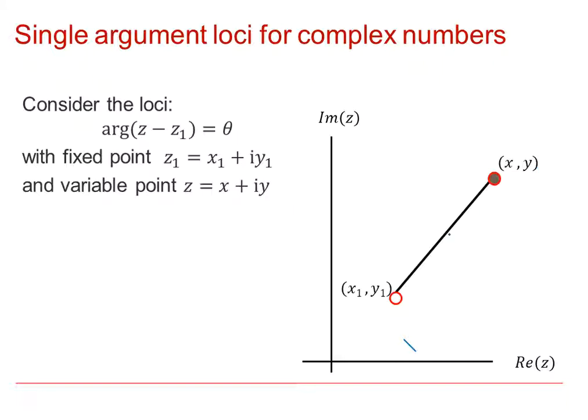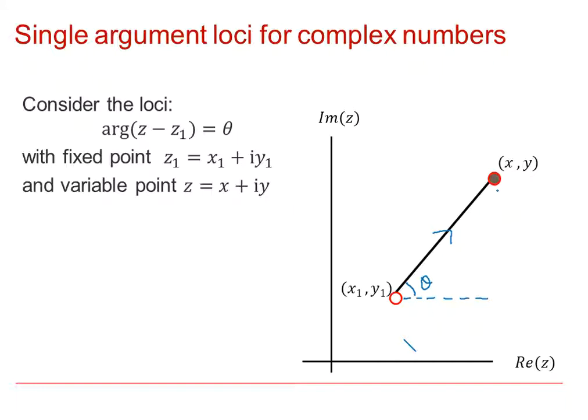So the first thing we need to think about is z minus z1. Z minus z1 is a complex number shown with an arrow there going from z1 towards z, and we need its argument or direction to be exactly theta. So argument is just a mathematical way of defining the direction of the complex number, and it's measured from the horizontal positive real direction, and we need that to be theta.